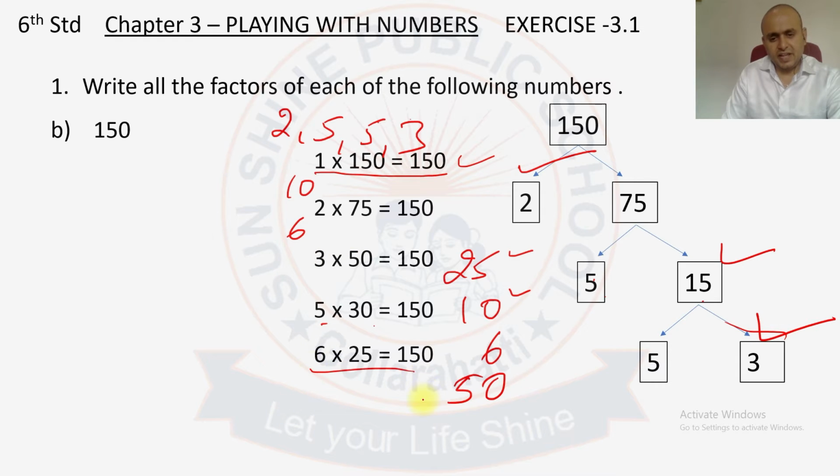6 × 25 is 150. So 25 is also a factor. Next, 10 × 15 is 150. 10 has come, 15 has come. So next is 15. Again, 15 reverses from this side.